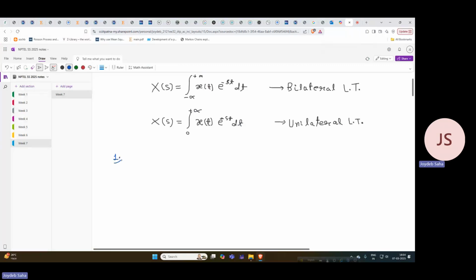So let us start with one question. Question number 1. x(t) is equal to e to the power minus at u(t). Find the Laplace transform of x(t).